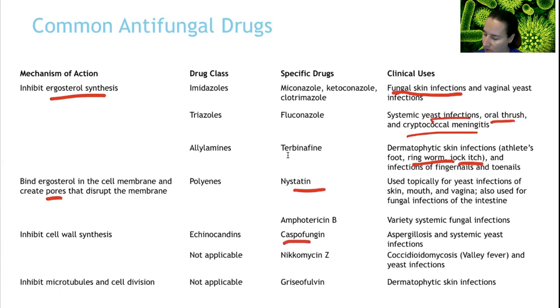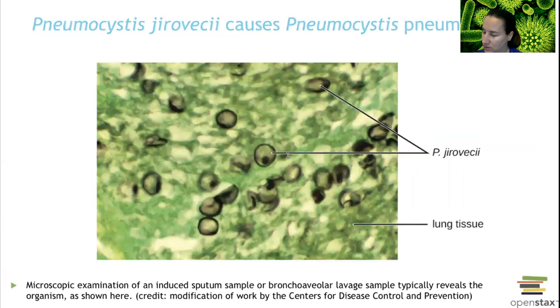Caspofungin targets the cell wall, and microtubules are another target. All right, moving on, out of fungi. And we have a mini test case. This person's name is Jack. He is 48. He has HIV.